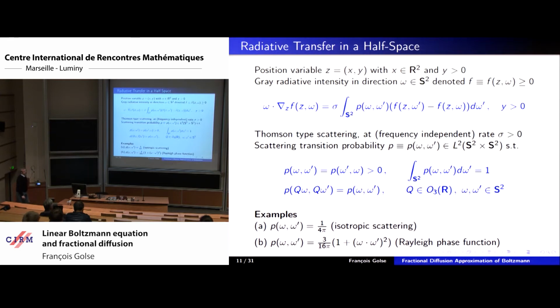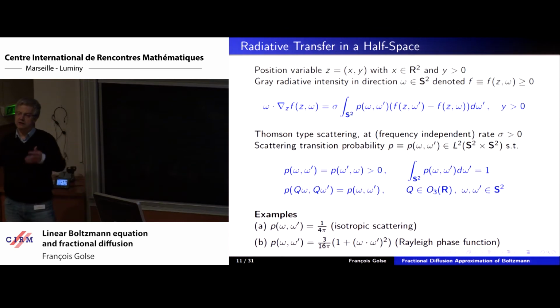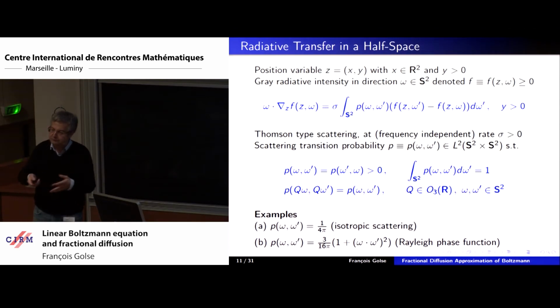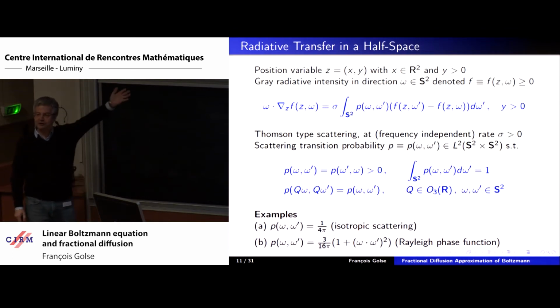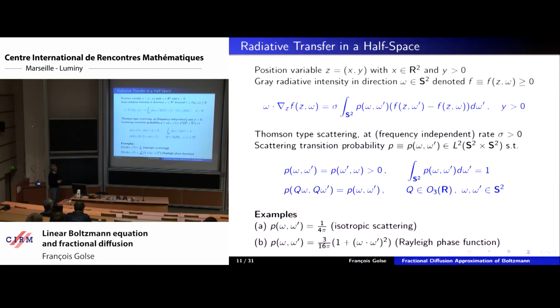But you have more serious examples. For instance, the one called the Rayleigh phase function, which is 3 over 16 pi times 1 plus the cosine of the angle between omega and omega prime, squared. And you have many others. You can enrich your class of examples by adding polarization. Anyway, these are just the first examples of such scattering transition probabilities. Okay, so that's so much for the equation.